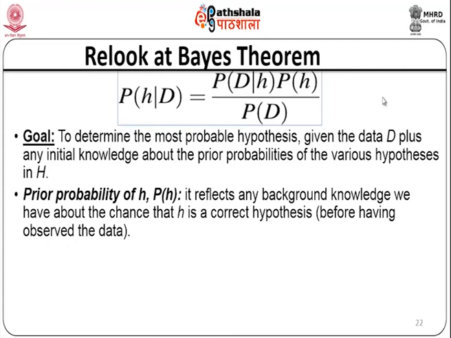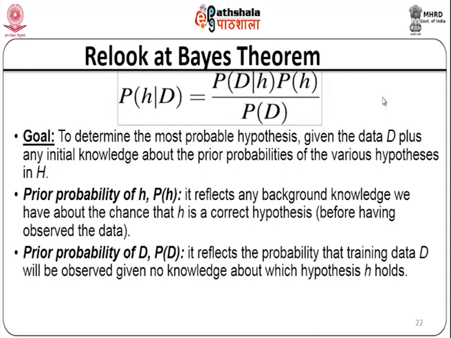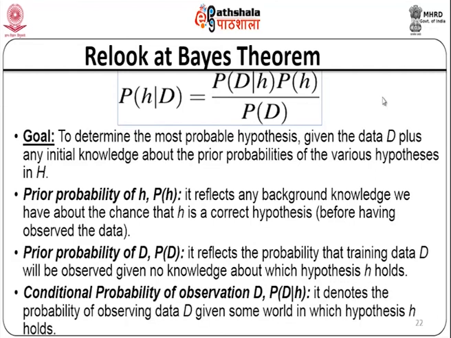The prior probability of H reflects any background knowledge we have about the chance that H is a correct hypothesis before having observed the data. You have not seen any data, but we know that these classes are very common. The prior probability of D, that is P(D), reflects the probability that the training data D will be observed given no knowledge of which hypothesis holds, that we do not know. And the conditional probability of observation P(D|H), or it is called likelihood also, denotes the probability of observing data D given that the hypothesis is H.